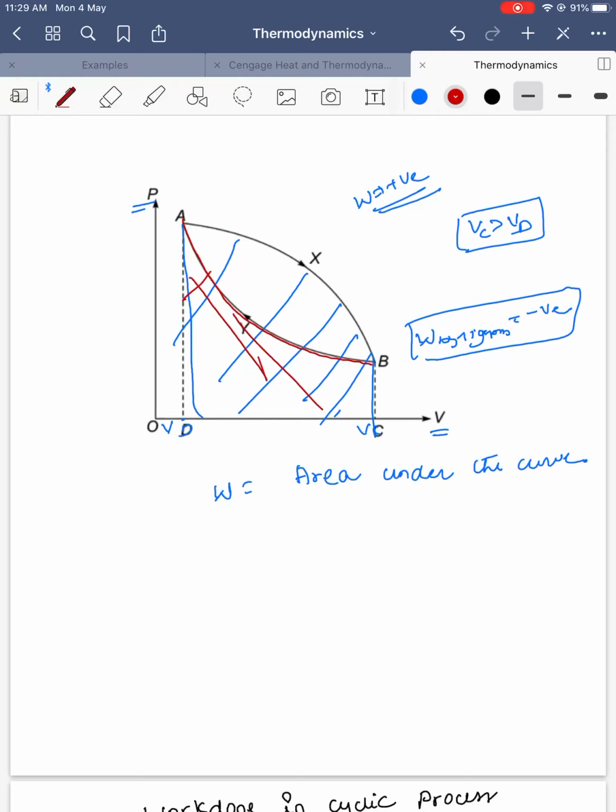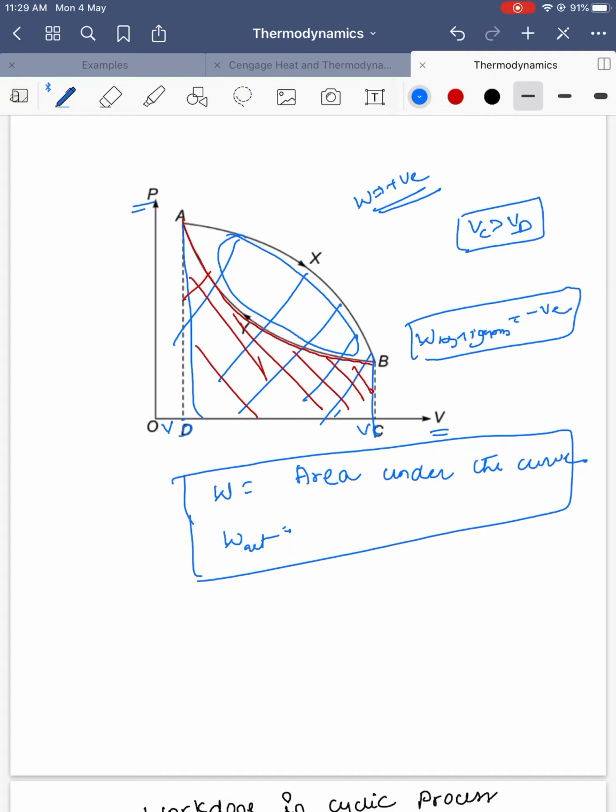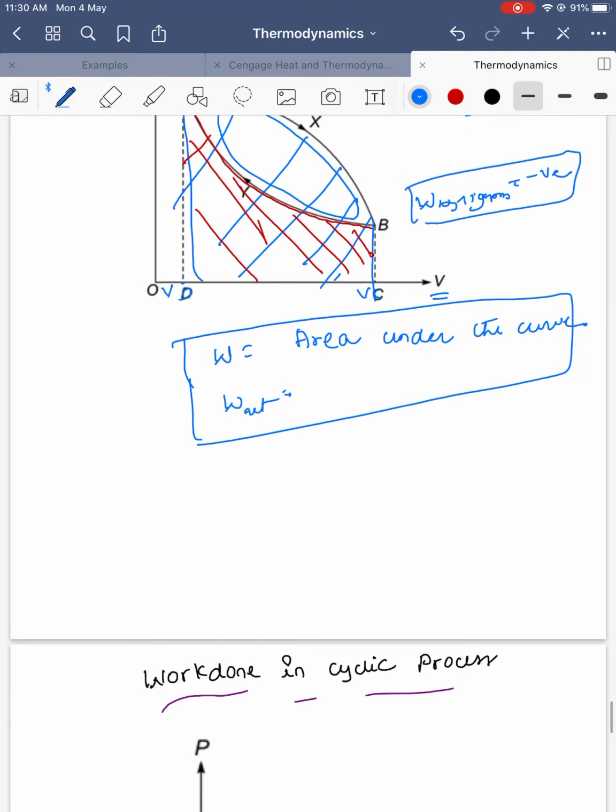So this is going to be removed from the work added. How much is the remaining? The remaining blue portion, which is not intermixed with the red one, is actually the net work done. Net work done is nothing but the area under the curve. So let's go to the different process.